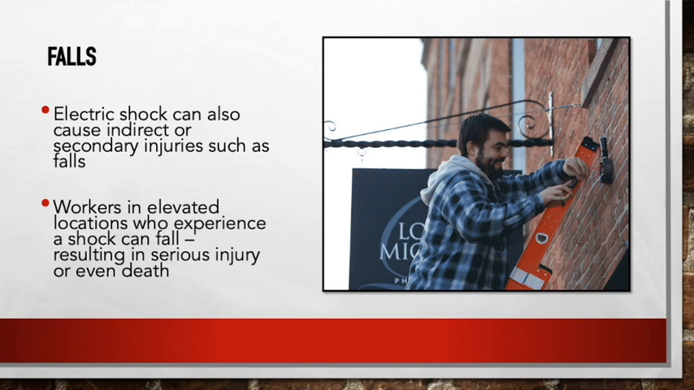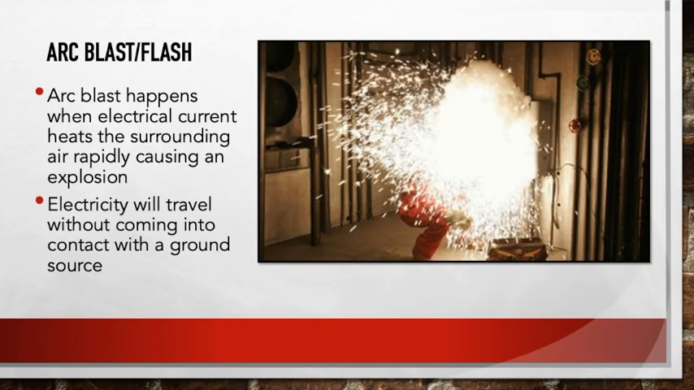So falls happen, obviously, when you come into contact with an electrical conductor that is live or energized. You get a shock, and then you fall because you lose control of your center of balance, center of gravity. So that's one of the most common indirect injuries that happen with electricity. So if you're working at heights, definitely make sure that you're tied off for one, and absolutely make certain that your equipment is locked out and tagged out.